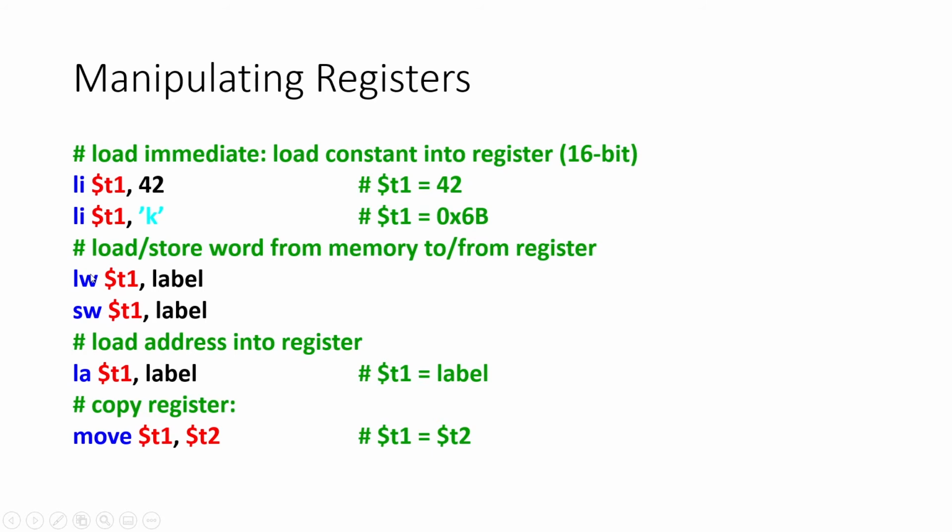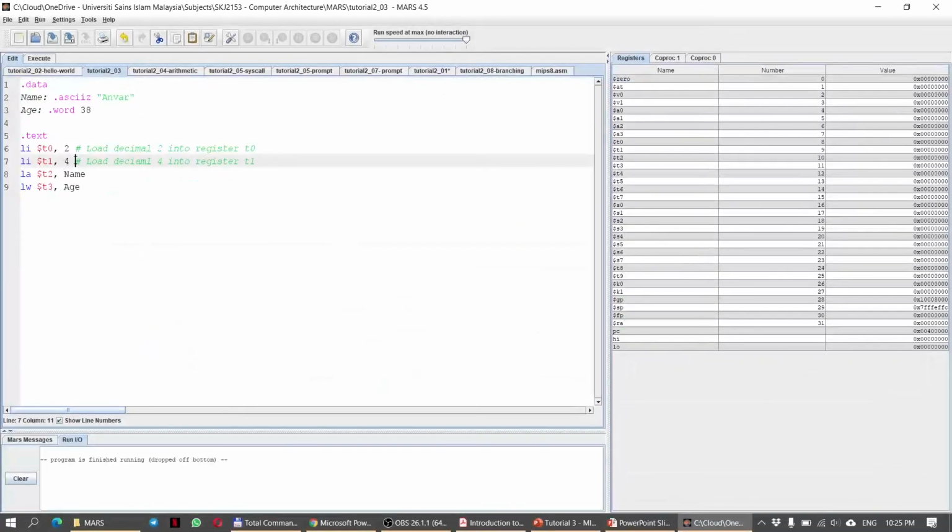Okay. So also we can load the word from the memory. In this case, label indicates the label of the memory, the data that we store inside the memories. So for example, here you can see that I created the program. In the data part, I created two variables. First one is name, second one is age.